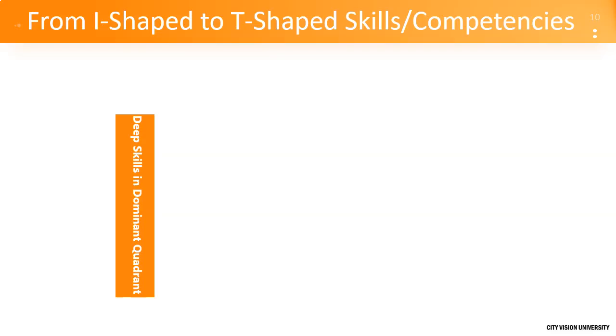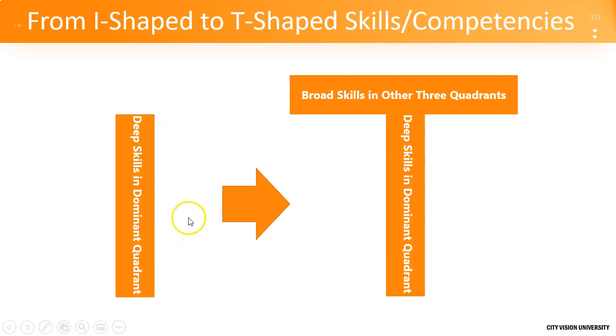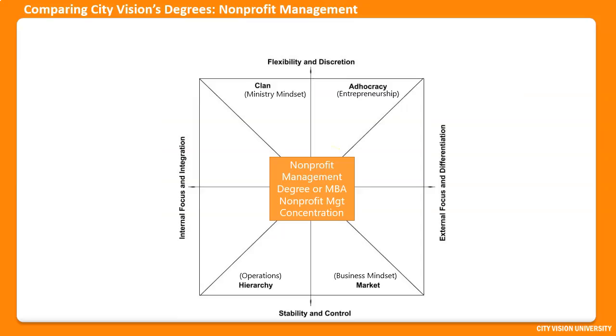So what you have is this is considered depth. And what we're trying to do is to get you to move from an I-shaped education to a T-shaped education. So we want to deepen your skills in your dominant quadrant, but we also want to broaden your skills in the other quadrants. So let me also talk about how City Vision's different management and ministry degrees compare.